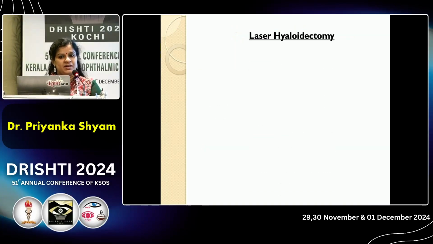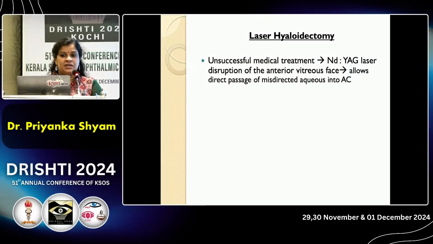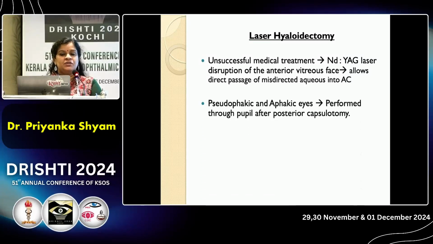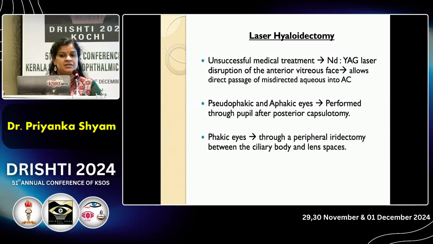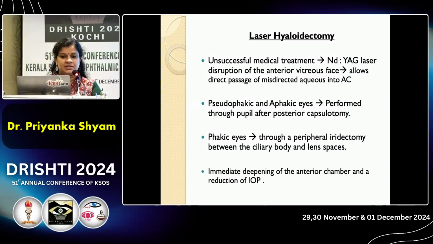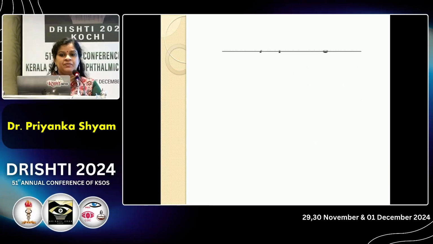Then, if this medical treatment fails, you can go on to laser hyaloidotomy. In this Nd:YAG laser, disruption of the anterior vitreous face is done, which allows direct passage of the misdirected aqueous into the anterior chamber. In pseudophakic and aphakic eyes, it is performed through the pupil after posterior capsulotomy. However, in phakic eyes, it is done through a peripheral iridectomy between the ciliary body and lens spaces. If successful, there will be immediate deepening of the anterior chamber and a reduction of IOP.